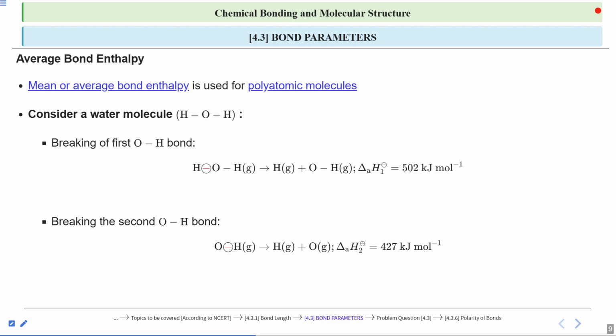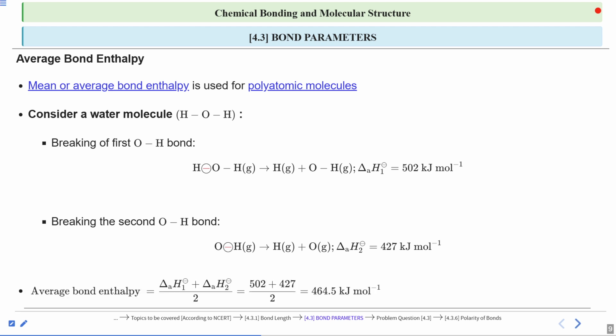Here we have two bonds, right? So in this type of case, what we do is take the average bond enthalpy. Take the first value of the OH bond cleavage, take the second value, add both of them and divide by 2. We are taking two values, so we are dividing by 2. If there were 3 bonds of a similar kind, then we would divide by 3. So this is important to understand. Since there are 2 values, you divide by 2. You are simply taking the average. If you take the average of these two, you will get your average bond enthalpy as 464.5 kilojoule per mole.